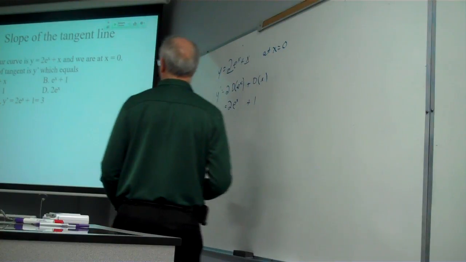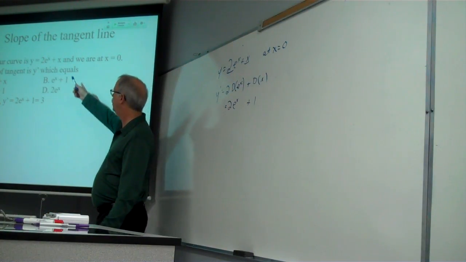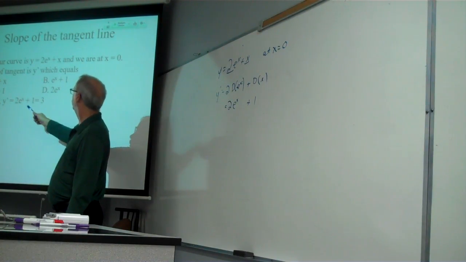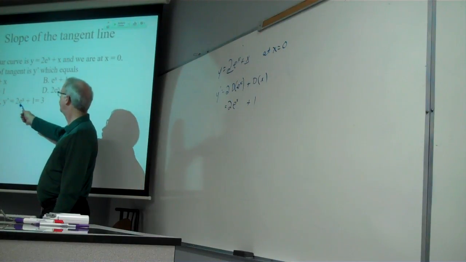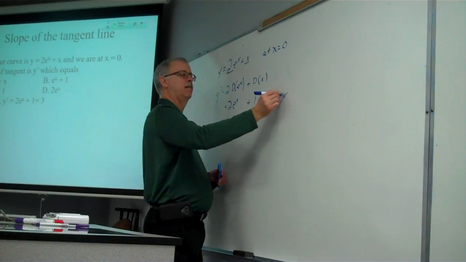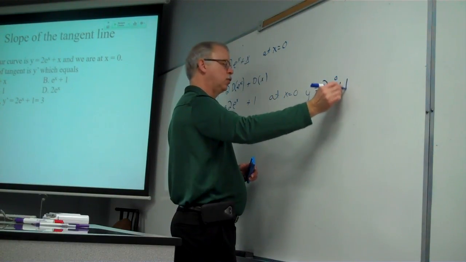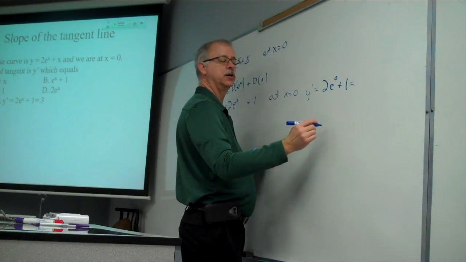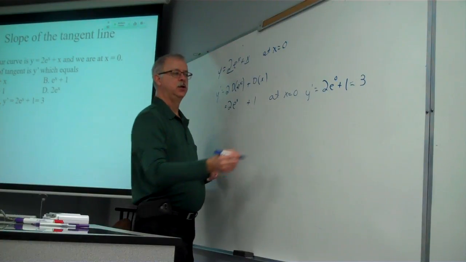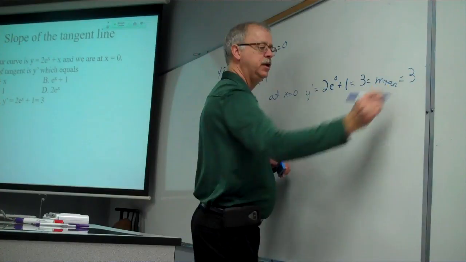At x equals 0, for the derivative, we plug 0 into the derivative. y prime equals 2 times e to the 0 plus 1. Anything to the 0th power is 1. So 2 times 1 plus 1 is 3. So that tells us the slope of the tangent line is 3.